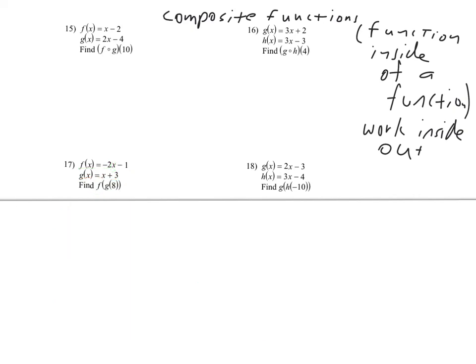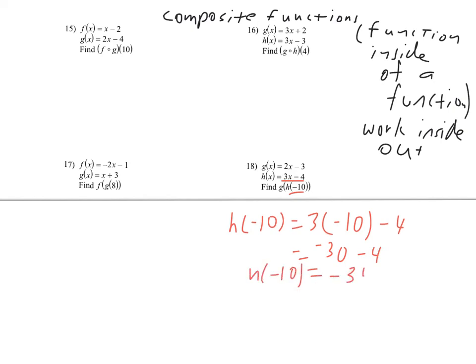All right, let's try this again on number 18. For number 18, I'm going to do the inside first. We're going to do h of negative 10. Once again, that means go to the h function and replace x with a negative 10. We'll just do our PEMDAS here. So that's negative 30 minus 4, and so h of negative 10 equals negative 34.